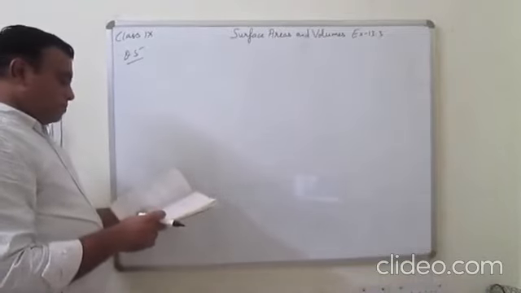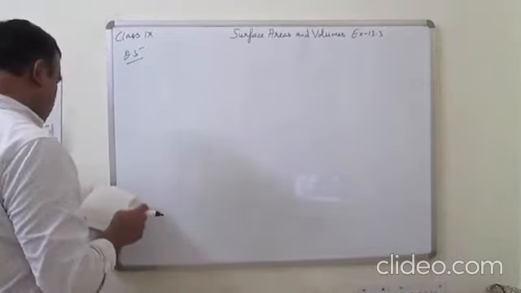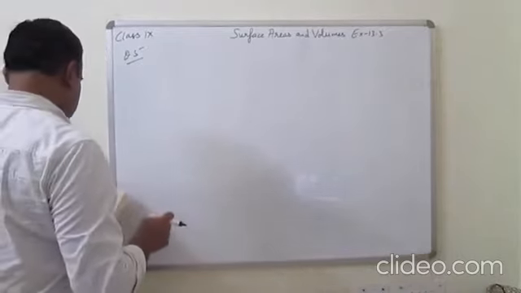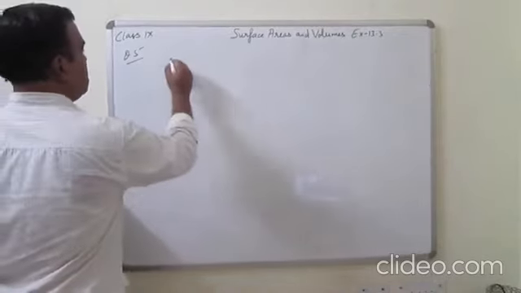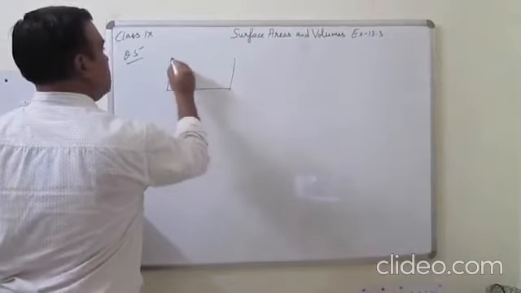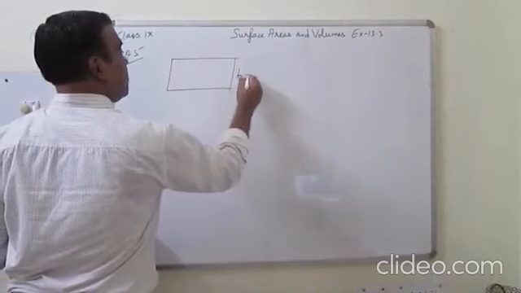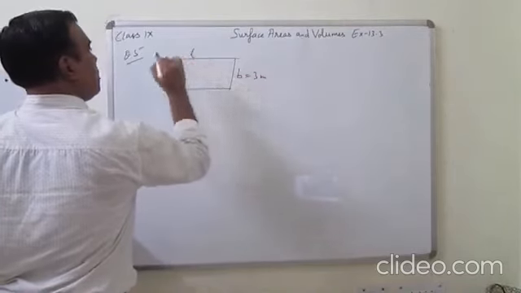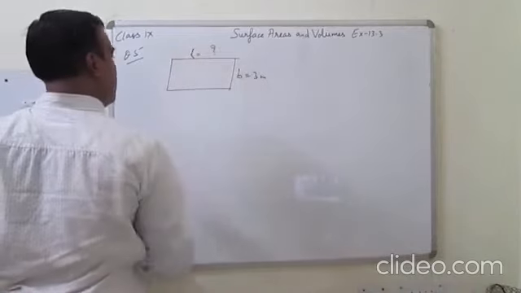See on the board. It is important question. What length of tarpaulin 3 meter wide will be required to make a conical tent of height 8 meter? This is a tarpaulin, a thick cloth, whose breadth is given to you, 3 meter, and length is not given. L is not given. You have to find it out.